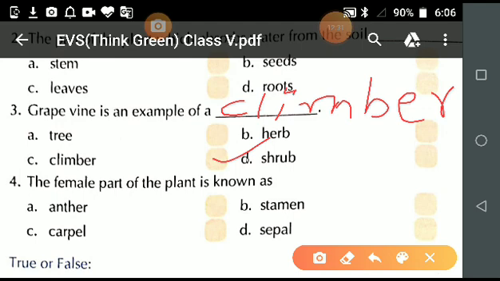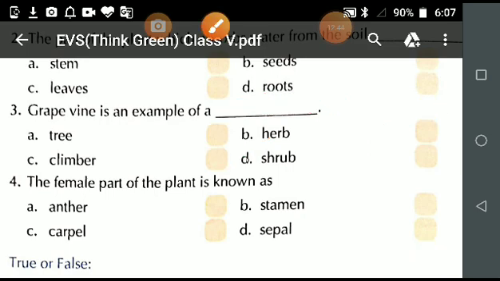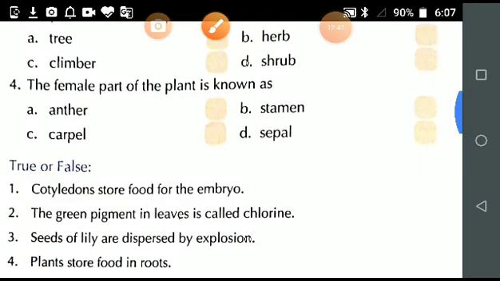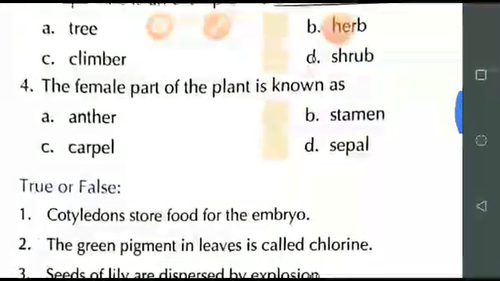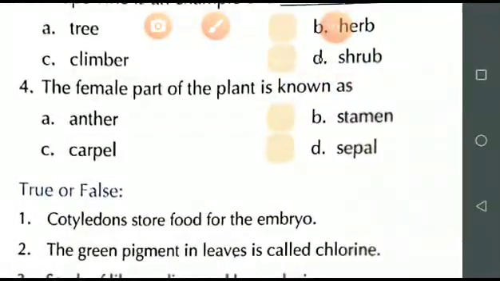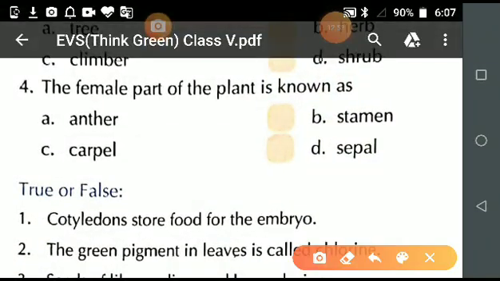Next, the female part of the plant is known as. Now see what options are given. Let's start with anther.